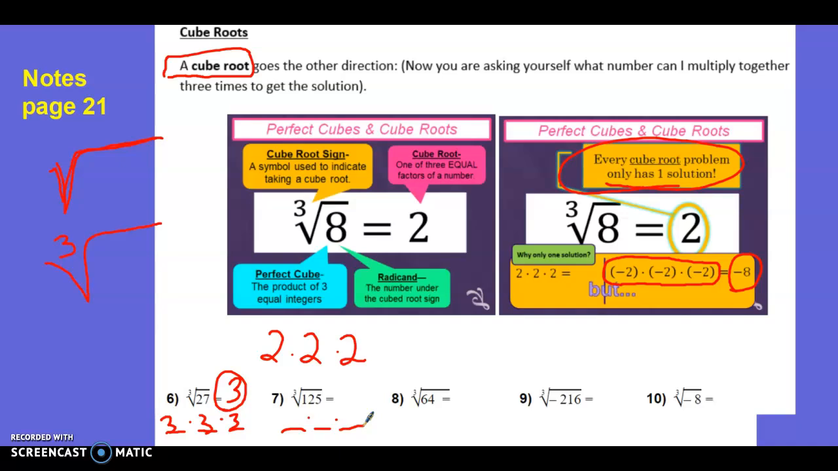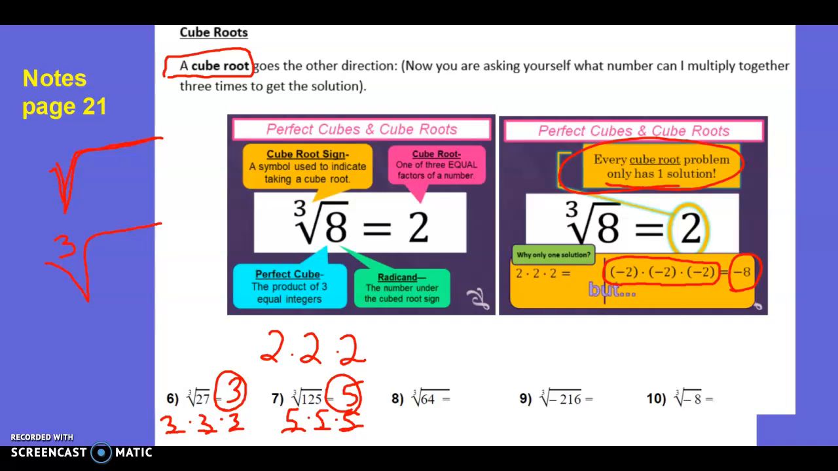Maybe you're taking your calculator right now and you're just randomly trying numbers. So we already know 3 times 3 times 3 would give me 27. So maybe you try 4 times 4 times 4, 5 times 5 times 5. If you said 5, then you are correct, because 5 times 5 is 25, and 25 times 5 is 125.